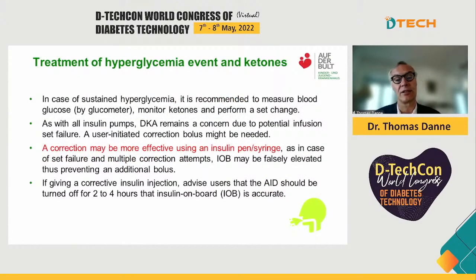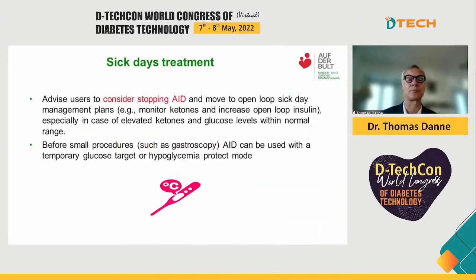Another issue is when ketones occur, and it could be an infusion set failure or whatever. I think it's safe to say the best advice for such a situation might always be to give the correction using an insulin pen or syringe, because you never know what is going on, whether it's an infusion set failure. And you might switch to an open loop mode before this gets out of hand, because you don't know exactly what is going on. The same holds true for sick days, particularly if somebody is starting to vomit.